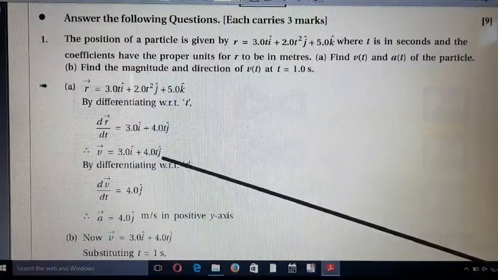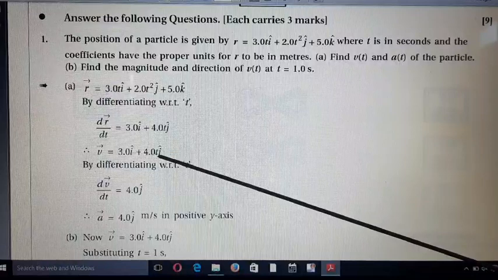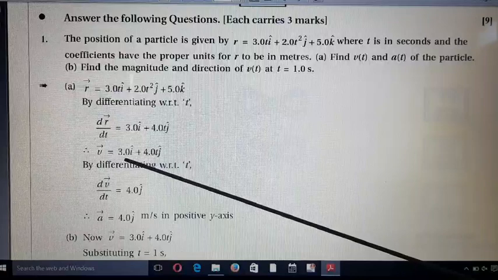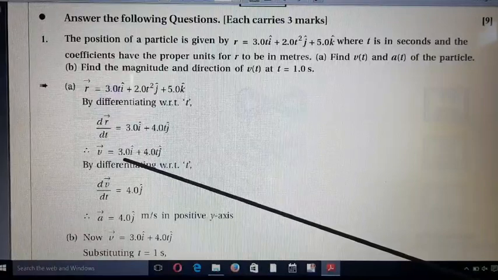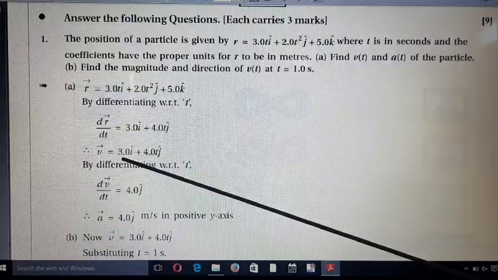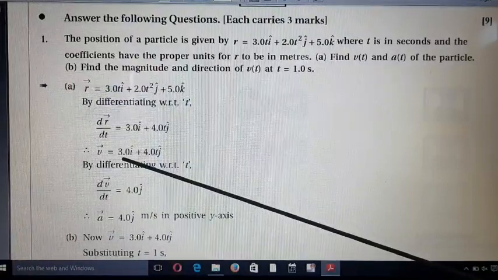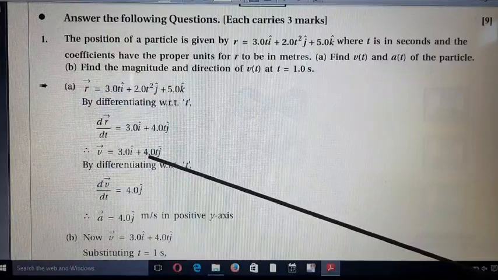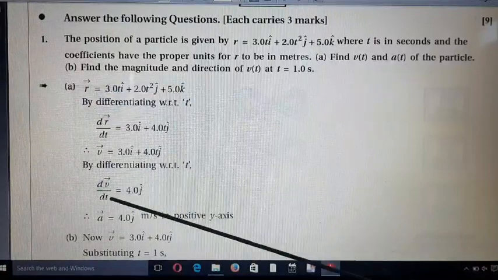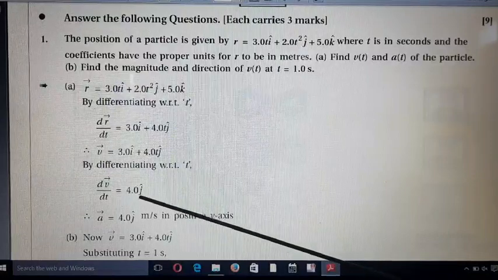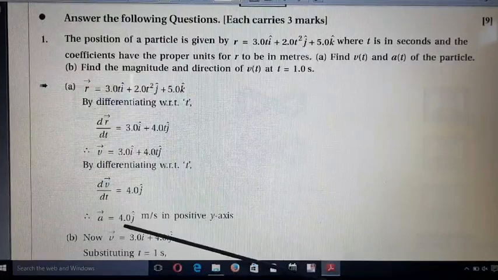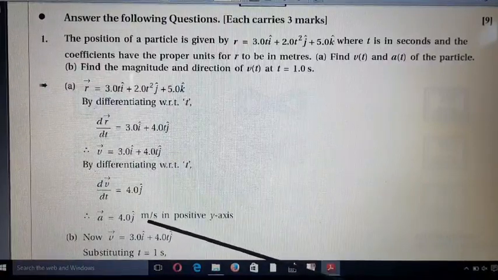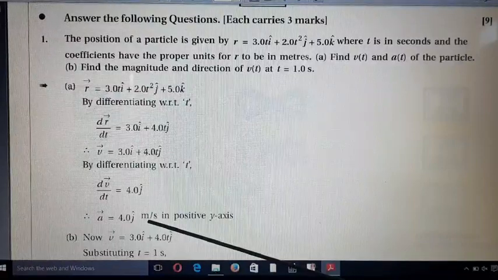Friends, again we take the derivative of this equation. On the left-hand side we can write dv/dt. On the right, the first term has no time in it, so it is a constant and its derivative is 0. But here t is available, so dt/dt means 1, and we get dv/dt = 4 j-caret. This means the acceleration is 4 j-caret meter per second square. Here is some mistake: the unit is meter per second square, not meter per second.